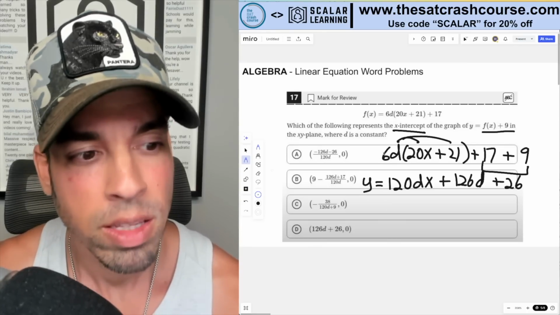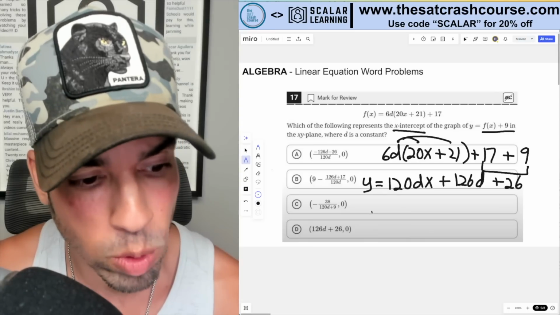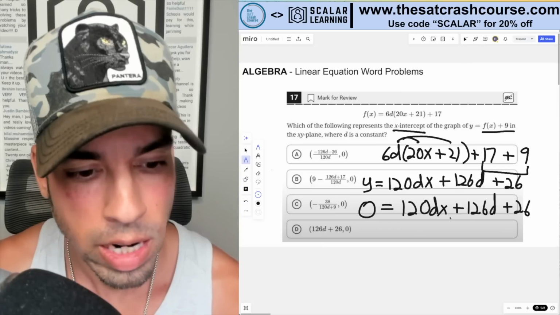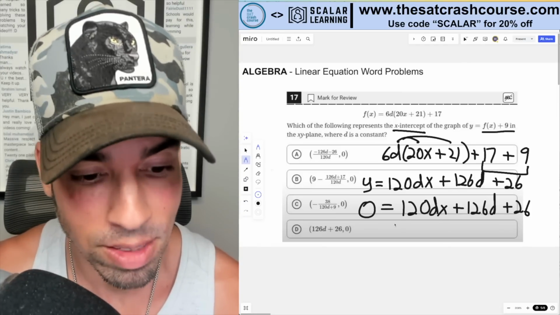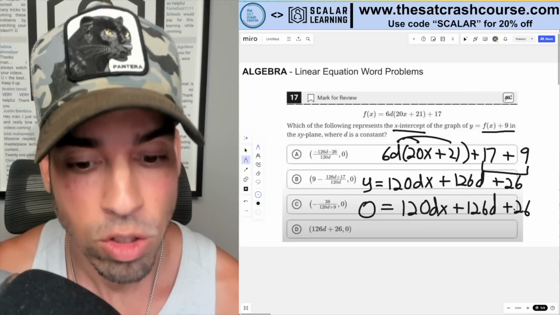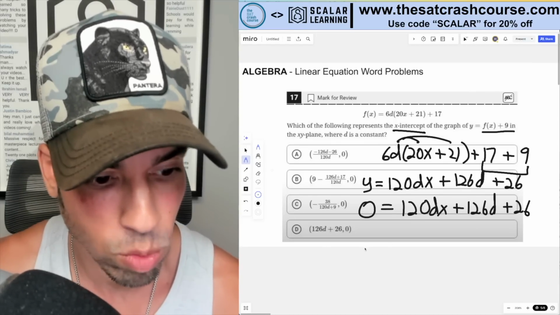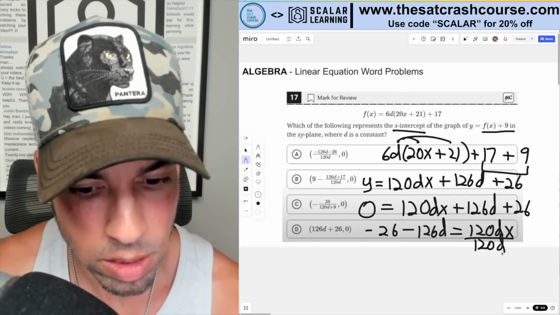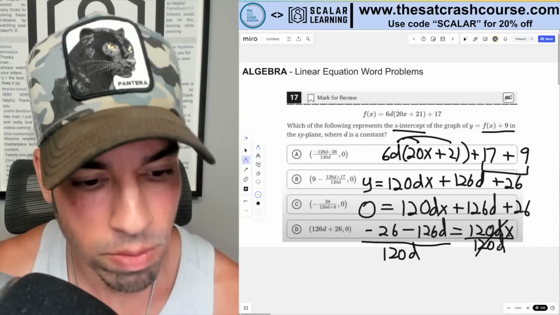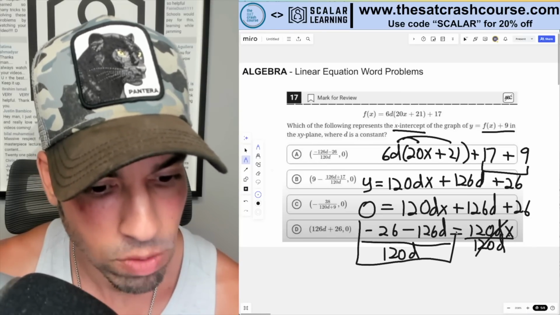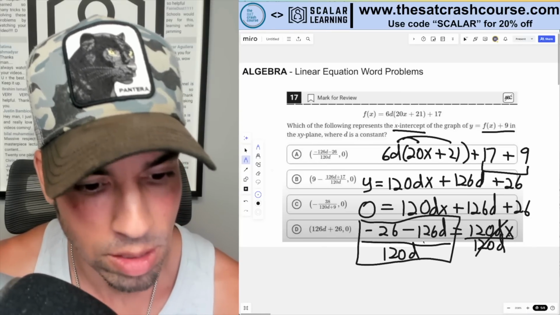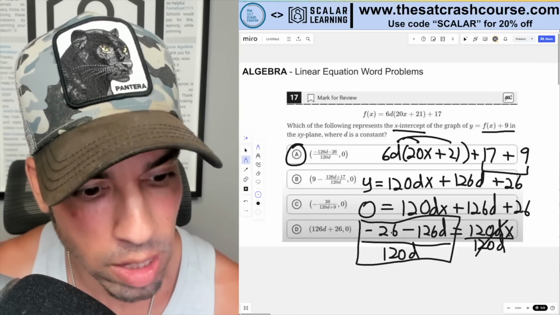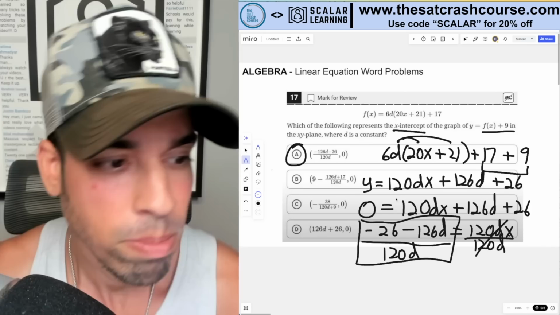Now we're trying to find the x-intercept. If you remember, the x-intercept occurs when y is equal to 0. So we're going to plug in 0. Since we're trying to find the corresponding value of x that gets us this 0, we're going to isolate x. First I'm going to subtract 126d and 26. Then we're going to divide by 120d. You can see that the x-value of the x-intercept is negative 26 minus 126d over 120d. And of course, we see that up here in option A. They have these terms flipped around, but it's still the same thing.